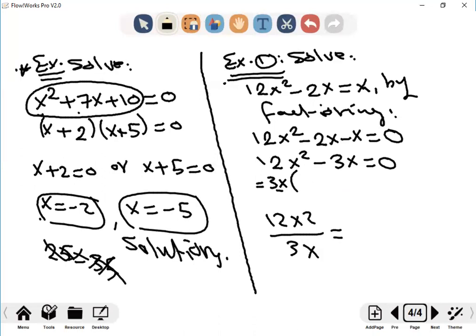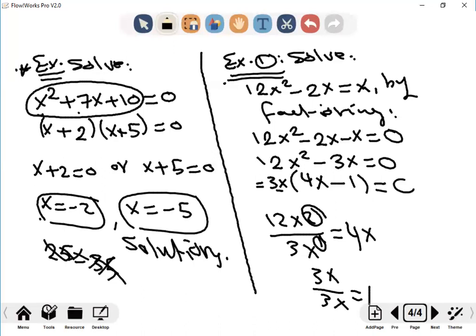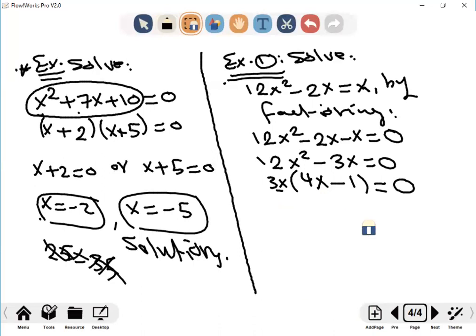12 divided by 3 is 4. X power 2 divided by x power 1, we subtract, gives x. So 12x power 2 divided by 3x is 4x. Now minus, 3x divided by 3x equals 1. I put the negative 1. This one equals what? This equals, I don't need it. Okay?